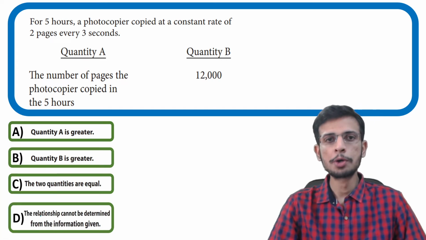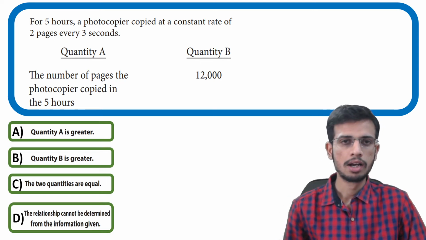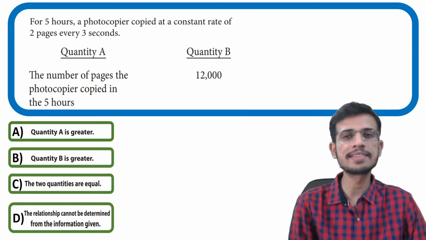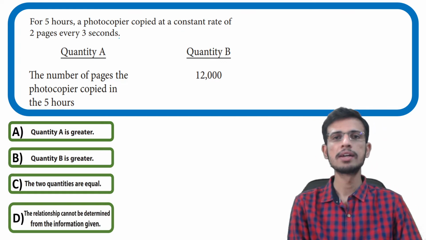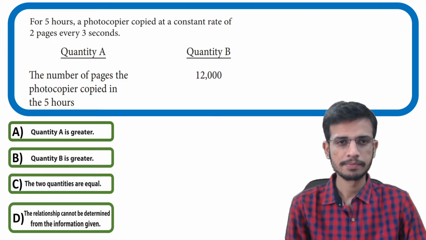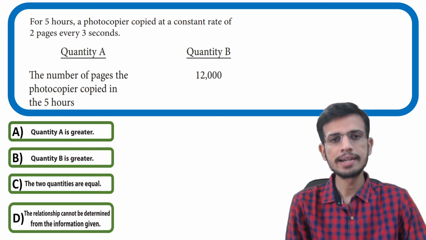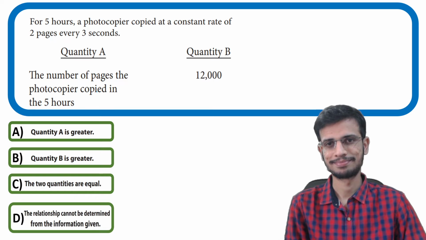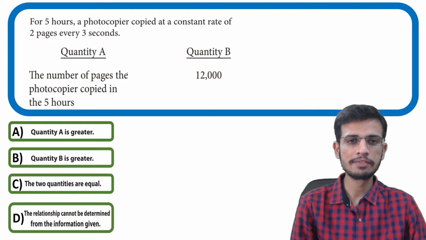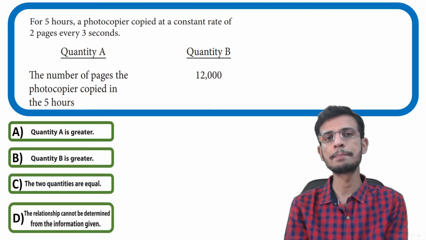And here is your question on your screen. Let us read this question. For 5 hours, a photocopier copied at a constant rate of 2 pages every 3 seconds. In every 3 seconds, this photocopier will copy 2 pages. Quantity A is the number of pages the photocopier copied in 5 hours, and quantity B is equal to 12,000. So quantity A will be some numerical value.